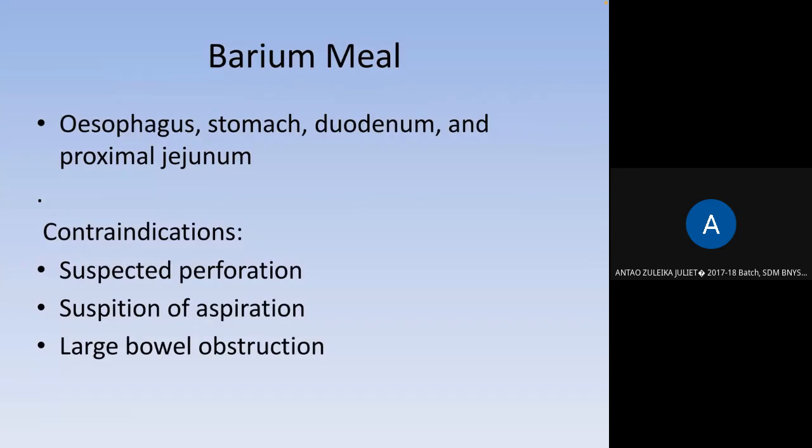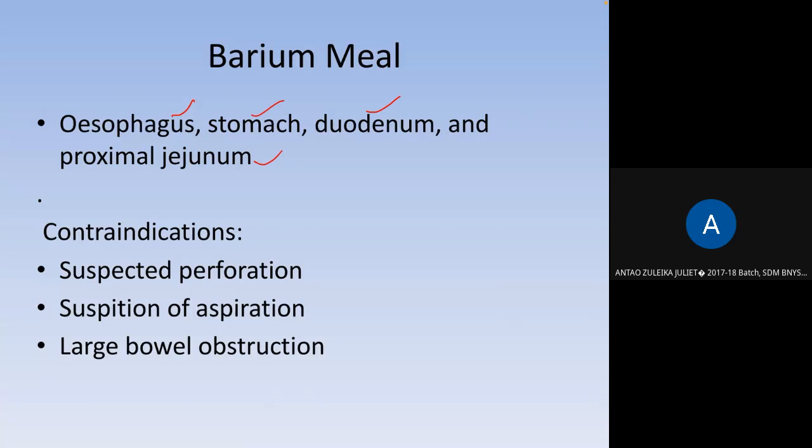Barium meal. Okay, barium swallow was for the esophagus and proximal part of the stomach. Barium meal, where you can go up to the proximal jejunum. As I told you, mainly barium swallow and barium meal are for upper GIT. So we can see the esophagus, the stomach, and the duodenum and proximal jejunum.